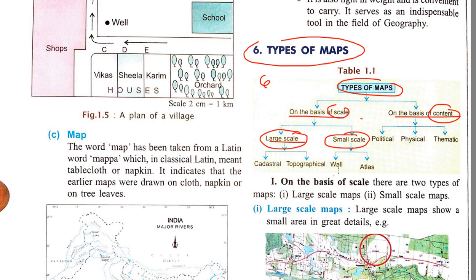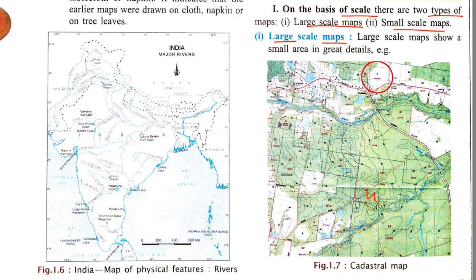So let's see. On the basis of scale, there are two types of maps, large scale maps and small scale maps. So what do you mean by large scale maps? The large scale maps show a small area in great details. So basically in large scale, everything shows in a larger way, in great details. So details we can get from this type of map. This is one cadastral map, and in the cadastral map you can see all the plots, they are showing very easily. So in details we are getting the information regarding any place.